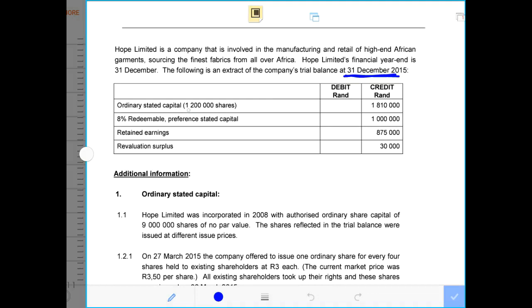And with regard to ordinary stated capital, we have 1,200,000 shares that were already issued, and those shares amounted to 1,810,000 ordinary stated capital. Then we have 8% redeemable preferences, and when it comes to preference, there will always be a percentage. It could be 12%, 8%, 10%, and it normally ranges around those percentages. This percentage is, in other words, the interest that the preference holders will be entitled to at the end of the specific period, or in simple terms, at the end of the accounting period.